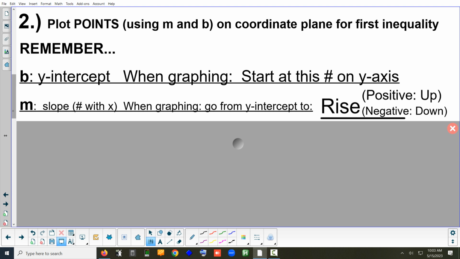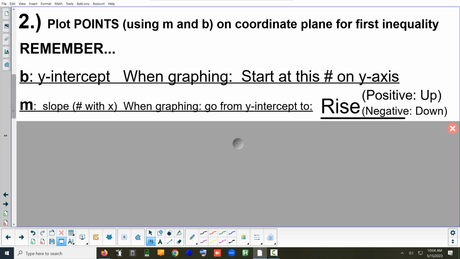A number that's with the x. So now the slope tells you directions from the y-intercept on how to get to another point. We already did this in the warm-up, but you might want to write it down so you remember which way to go. Once you get your y-intercept, you're going to write your slope as a fraction. If the number in the top is positive, you go up. If the number in the top is negative, you go down.